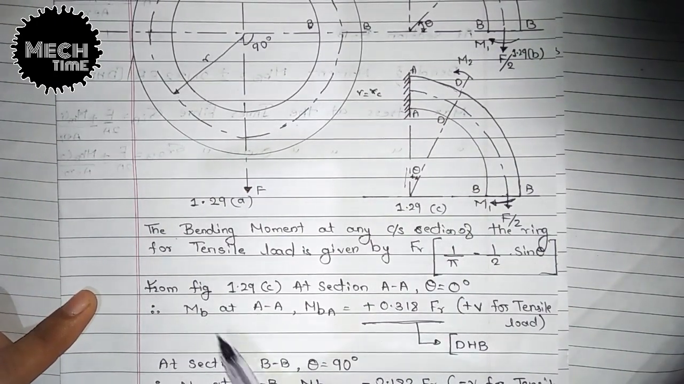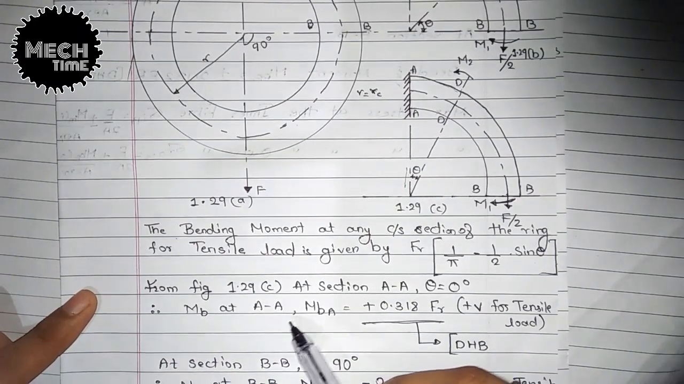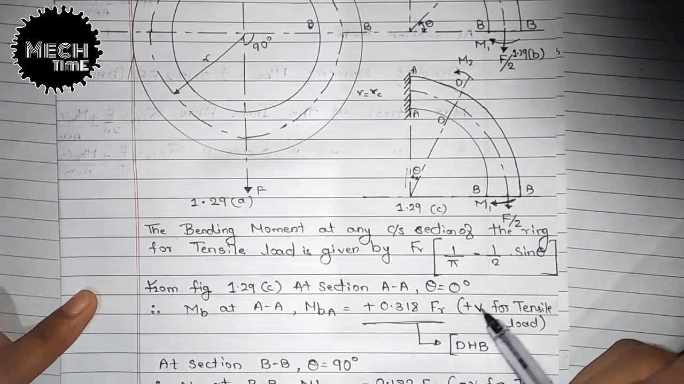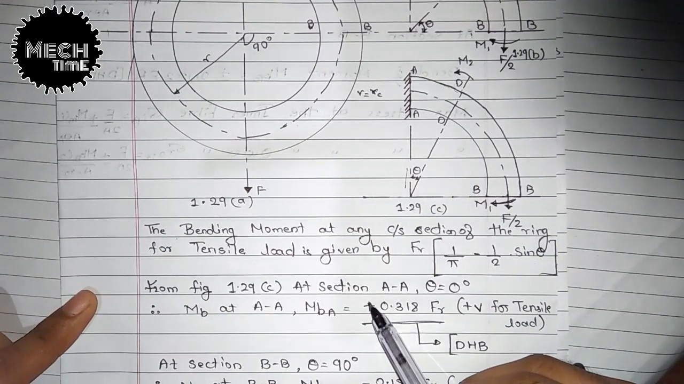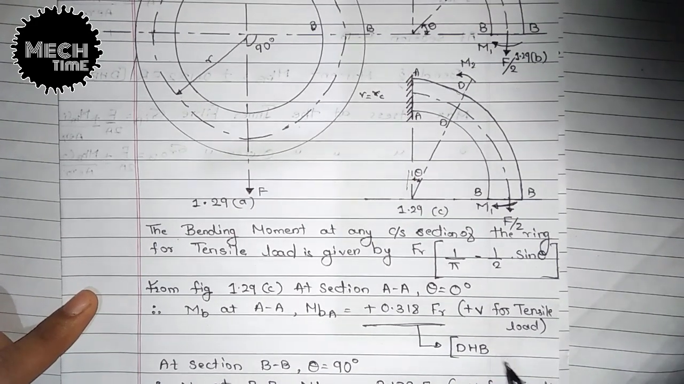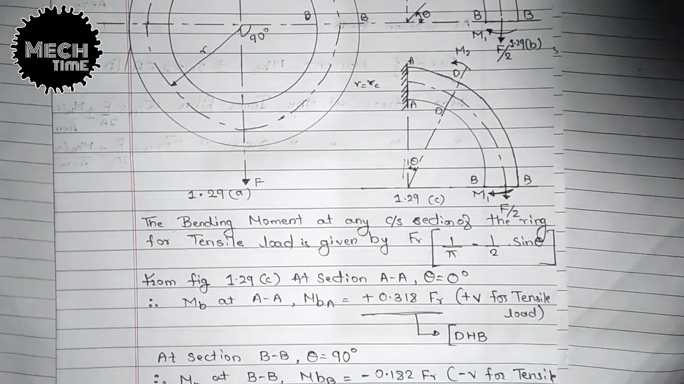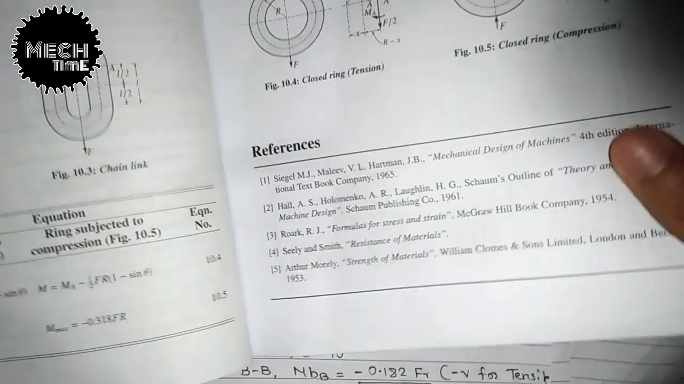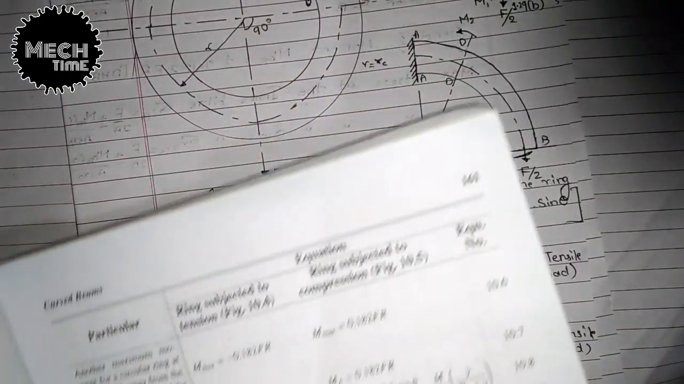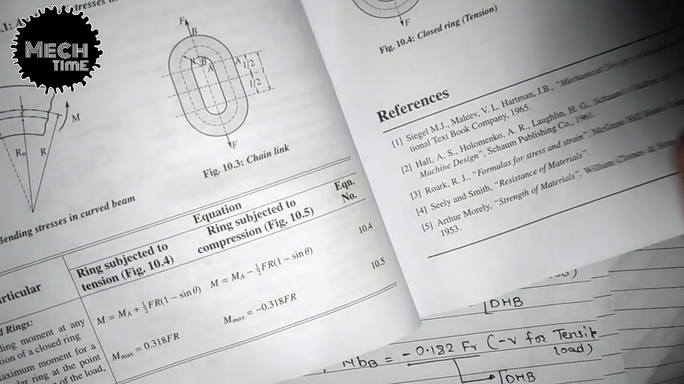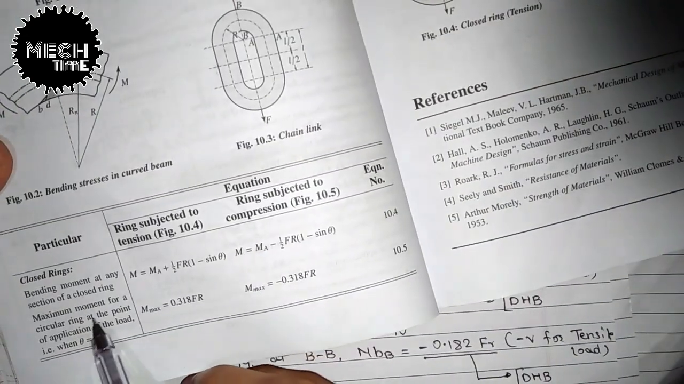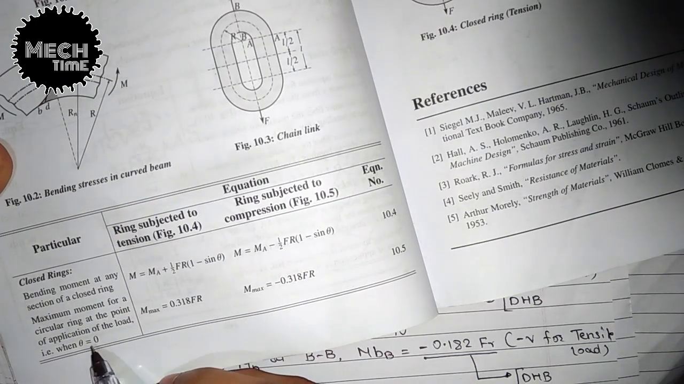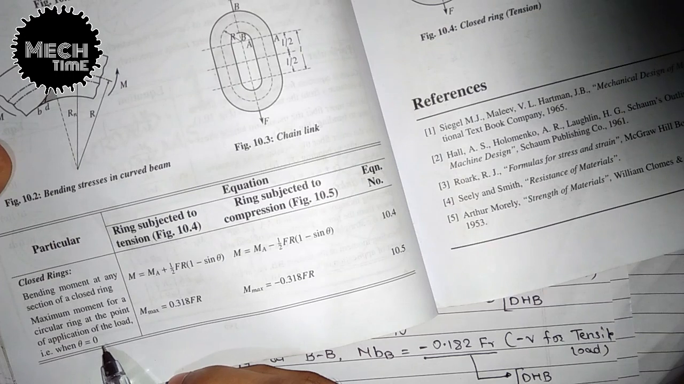So the bending moment at section A to A, that is MBA, is equal to plus 0.318 FR. The positive sign is for tensile load, and it is present in the data handbook. I'll show. Here, 0.318, they have mentioned the maximum moment for a circular ring at the point of application of the load, that is when theta is equal to 0 degree.